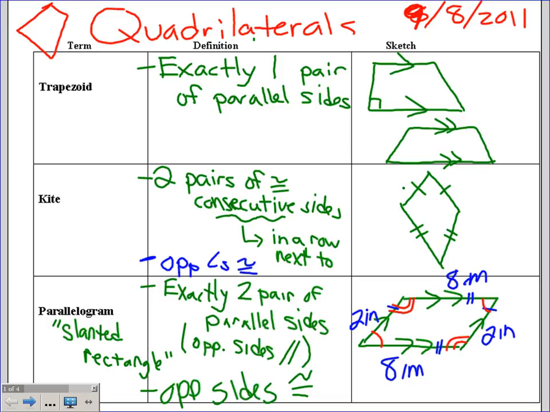I don't get what that one is. What's that? 8. 8 centimeters. It kind of didn't recognize my handwriting. 8 centimeters. Okay. Do you have a question? Yeah.